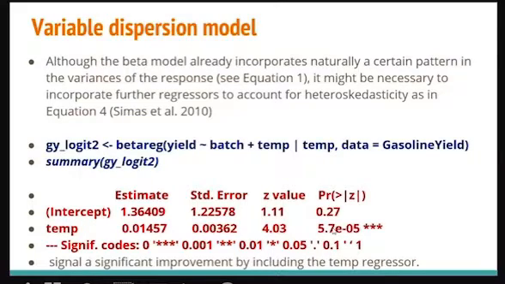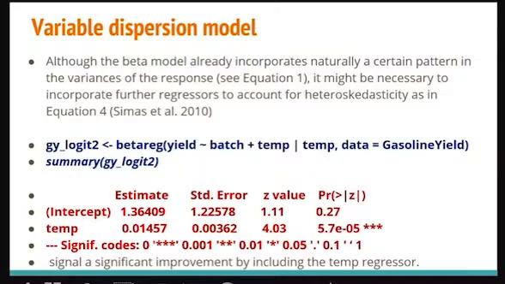It is significant. Okay. When you consider this vertical bar temperature, the only way you can see whether there's an improvement is when the p-value associated with that temperature comes out significant. And that was why I said that signals a significant improvement by including the temperature regressor. Take a look at that.